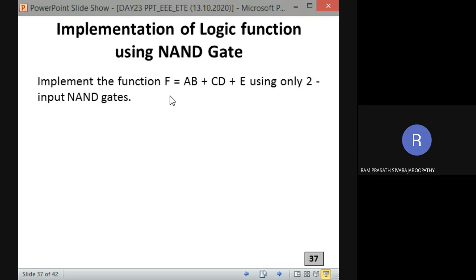How many AND gates and OR gates do we need? We said we are going to use 2-input gates. Let us consider everything as 2-input. To perform A and B, we need one AND gate. To perform C and D, we need one AND gate. So 2 AND gates, correct? Yes, 2 AND gates and 2 OR gates.